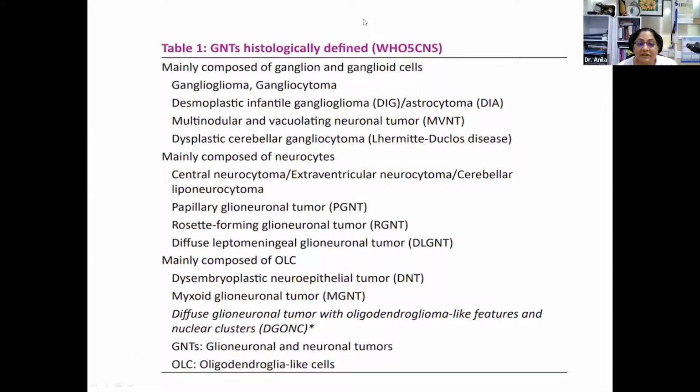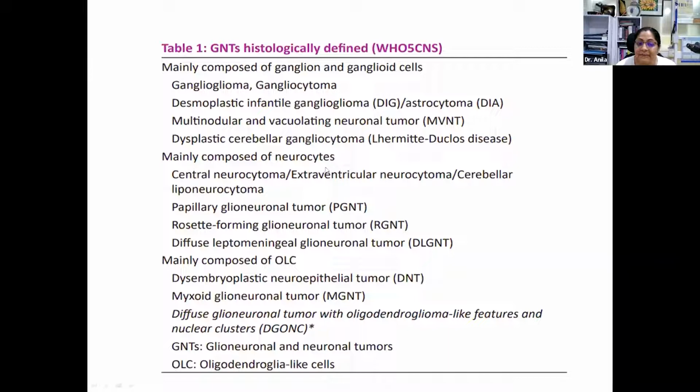So from the same article, this table shows the glioneuronal tumors which are histologically defined as per the latest WHO 5. So if the tumor is mainly composed of the ganglion and the ganglioid cells, so they are either ganglioglioma or the gangliocytoma, the desmoplastic infantile ganglioglioma or the astrocytoma, the multinodular and vacuolating neuronal tumor, the dysplastic cerebellar gangliocytoma, the Lhermitte-Duclos disease.